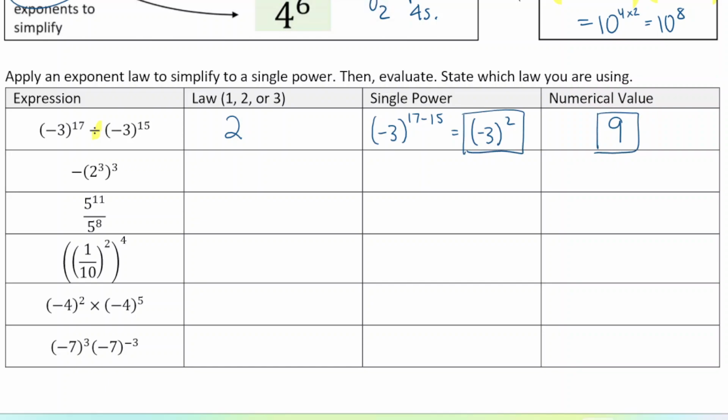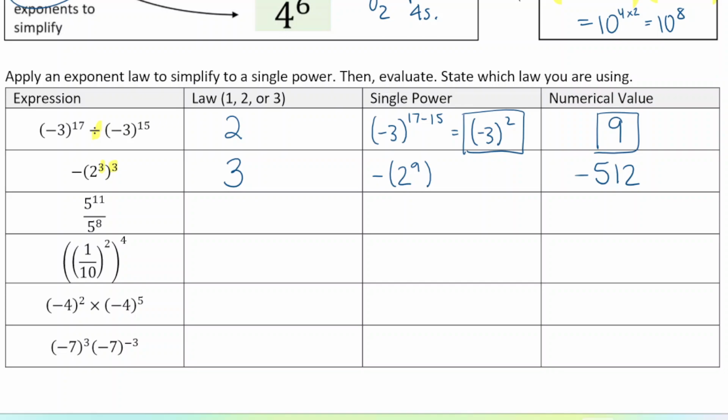Okay, let's look at the next one. This is a power of a power law because I have a power here and then another power right away here. So the law says we're going to multiply those powers. So it's going to be negative 2 to the power of 9. And the negative sign, notice it's on the outside, so it's not affected or impacted by the law. And we're going to multiply 9 2's together. 2 times 2 times 2 times 2 times 2. It's negative 512.